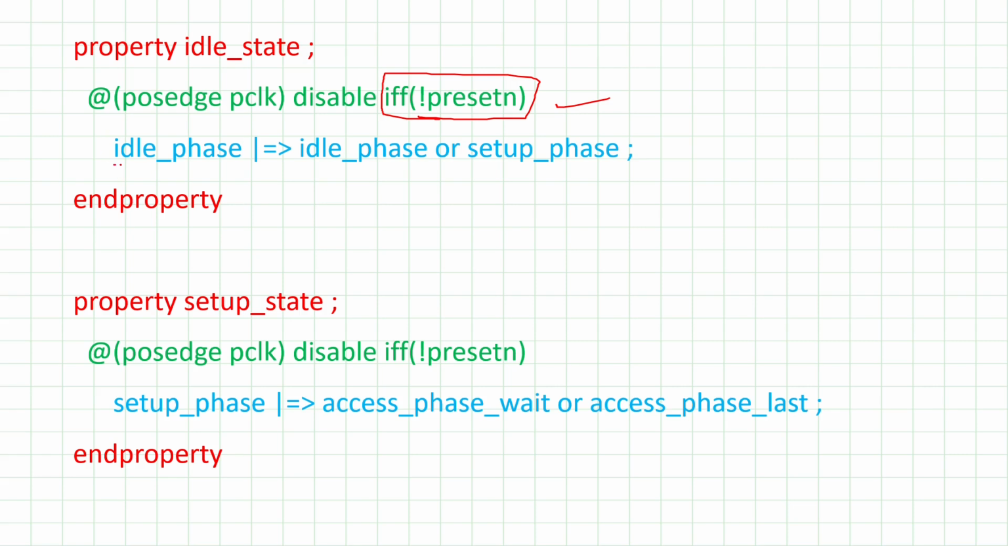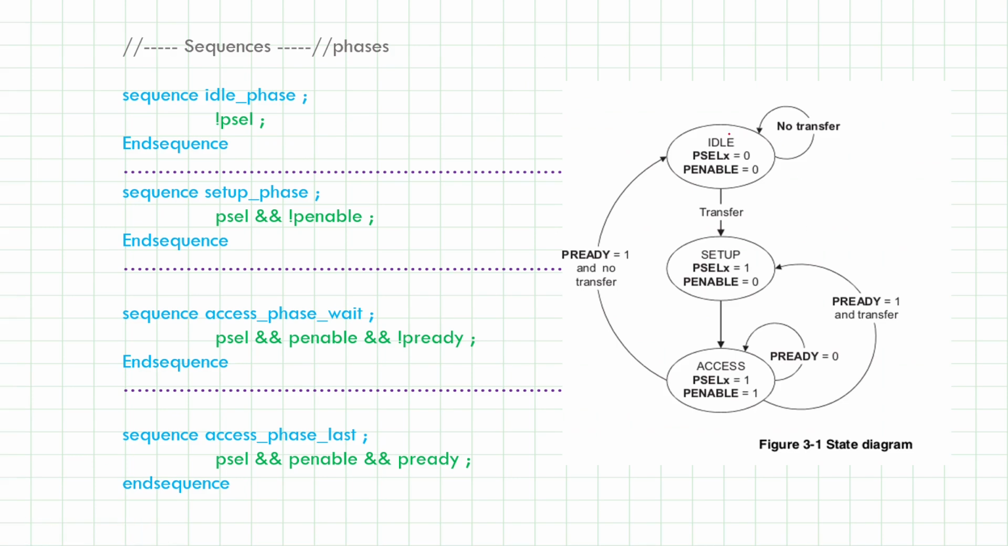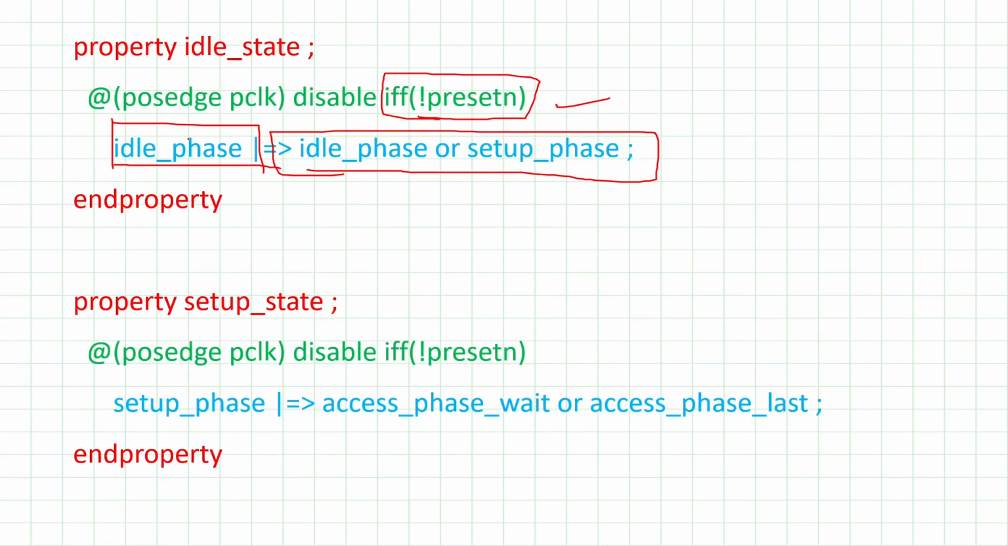Otherwise we go to our idle phase sequence, that is not of P select. If it is there, then idle phase or setup phase should be there, either idle or setup. Two conditions are possible. This is our idle phase. So this is our first assertion, for the idle state. So we have checked our first assertion property.